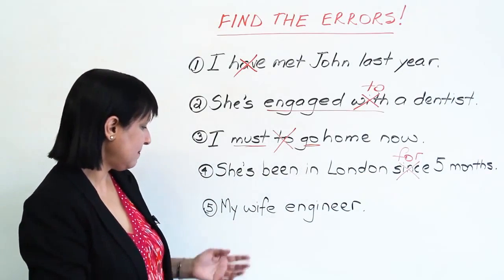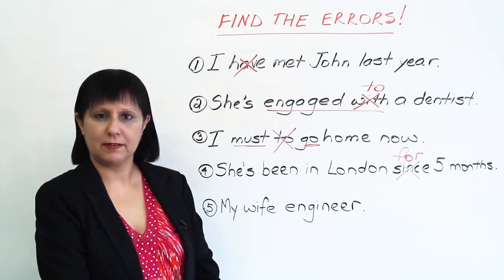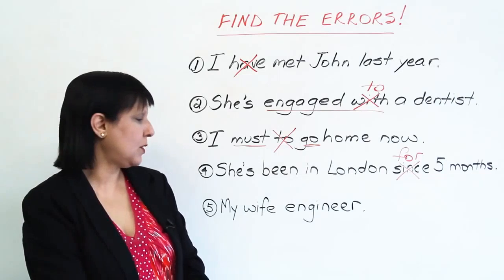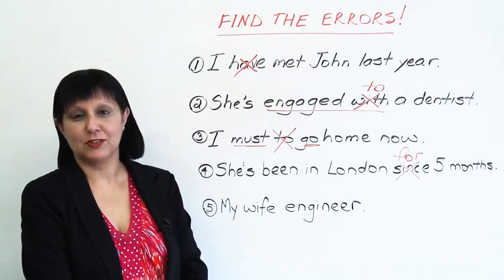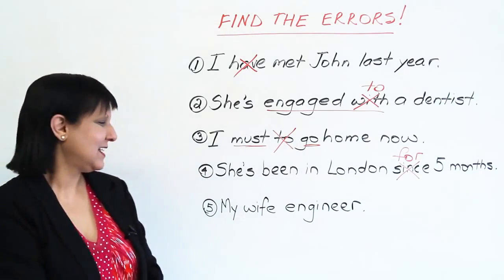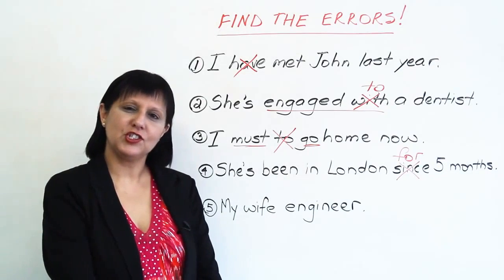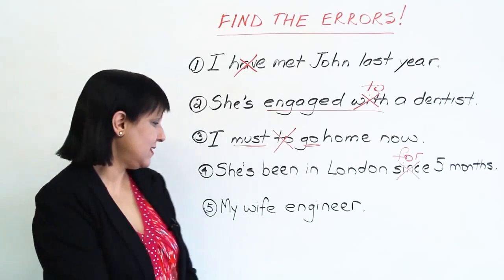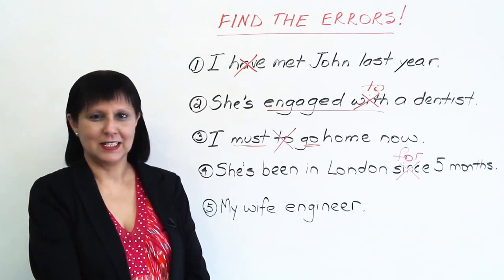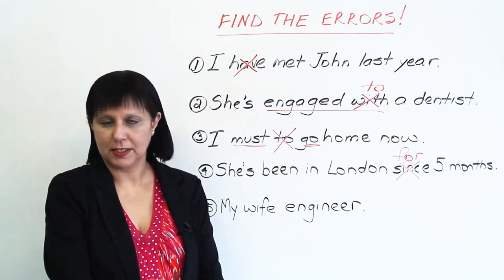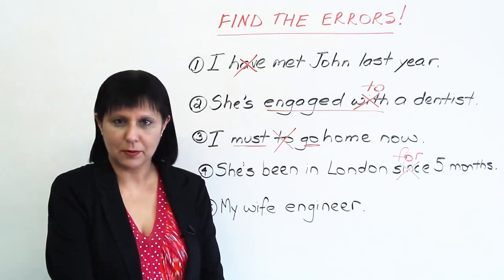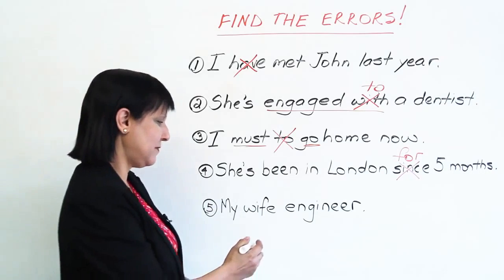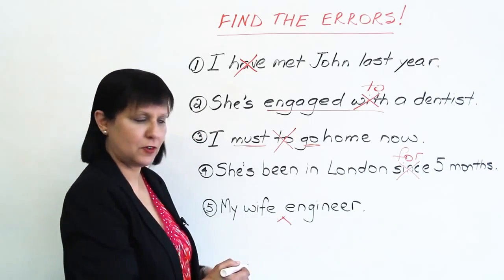Okay? Next. My wife, engineer. Okay? What's wrong with that? Well, there's a couple of things wrong with that. First of all, in every English sentence, it's very important to know that you do need to have a verb. And this sentence has no verb. And the verb in English can also be the verb to be, because that is a verb. But you need some verb. Every English sentence requires a verb. So we need to add a verb here.